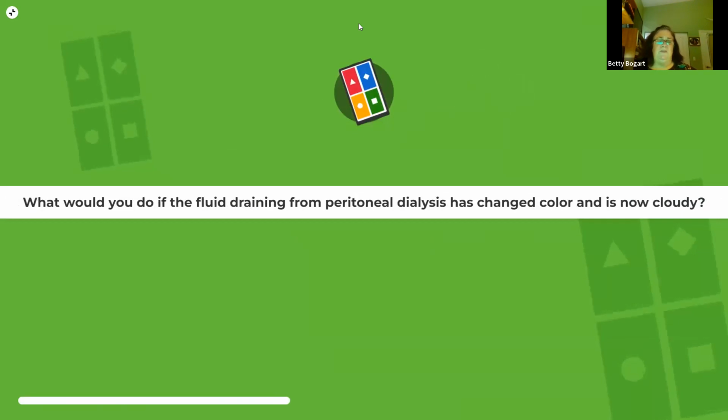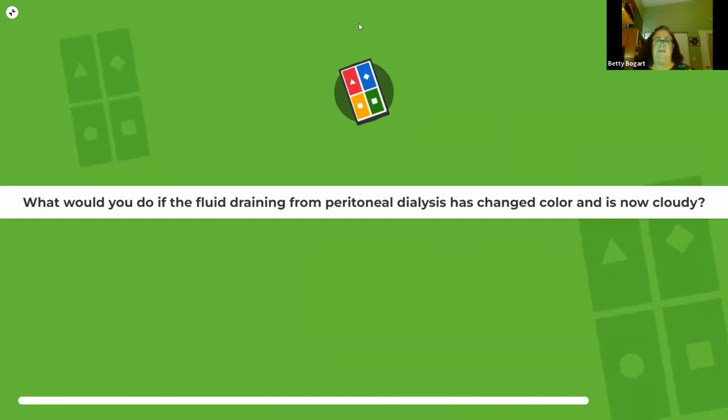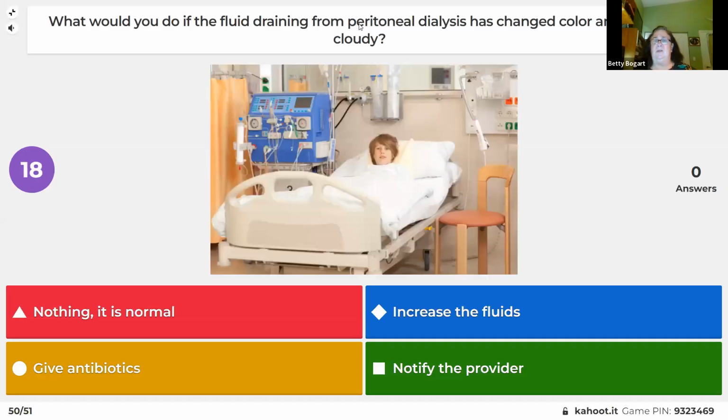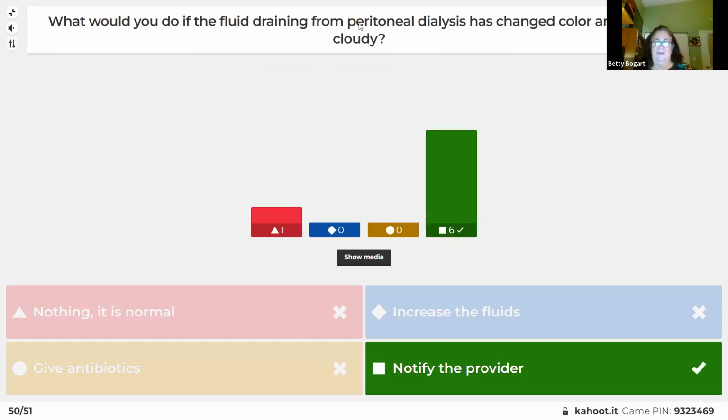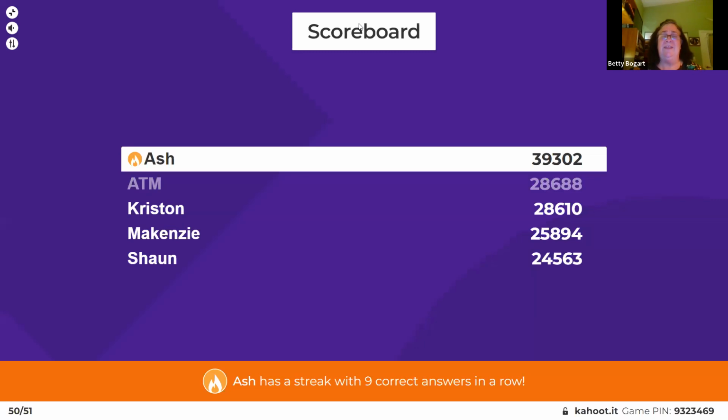What would you do if the fluid draining from the peritoneal dialysis had changed color and is now cloudy? So if it's changed color in any way, or you're seeing sediments, this is a telltale sign that peritoneal dialysis has caused some sort of peritonitis, and we need to treat it right away. So call the healthcare provider, get that antibiotic right away so we can keep that belly for what we need it for.